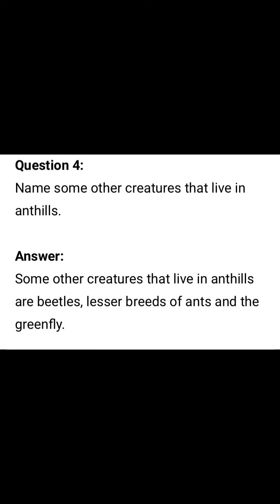Coming to the fourth question: name some creatures that live in the ant hills. We have studied in the chapter that these ants also allow other creatures to live in the home that they make. So the names of those creatures are being asked. Your answer is: some other creatures that live in ant hills are beetles, comma, lesser breeds of ants, and the green fly. I'll repeat the answer. Some other creatures that live in the ant hills are beetles, comma, lesser breeds of ants, and the green fly.